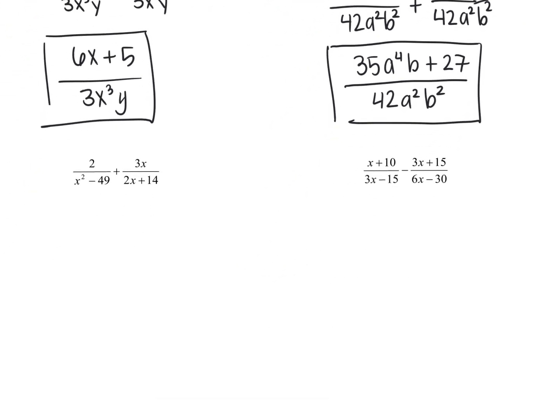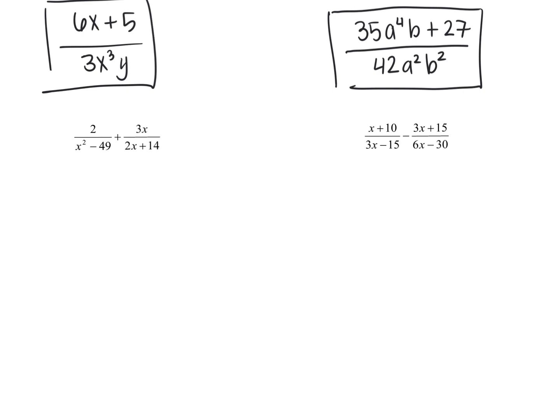So what happens if we don't have monomials? It's very common for us to have polynomials or binomials or trinomials in our fractions that we're going to want to combine. So in our first example, we have 2 over x squared minus 49 plus 3x over 2x plus 14.